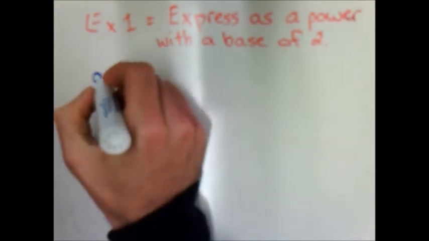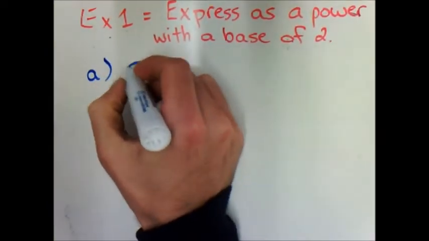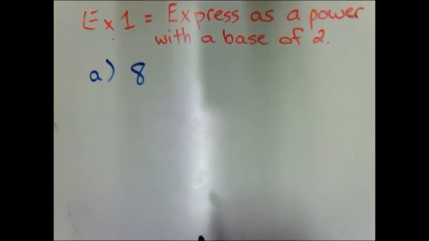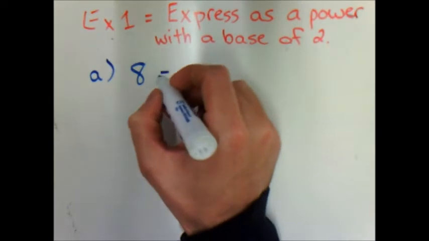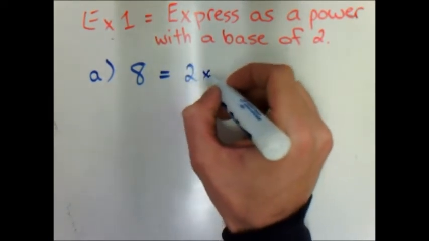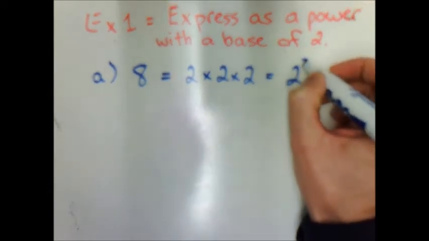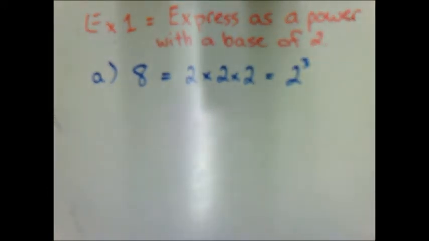A is just the number 8. And we need to express this as a power of 2. Well, 8 is the third power of 2. What we mean by that is 8 is the same as 2 times 2 times 2, which is 2 to the power of 3. 8 is the third power of 2.